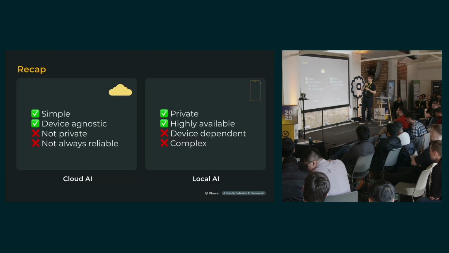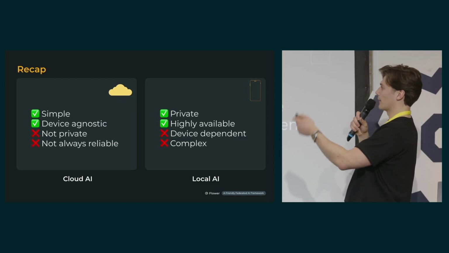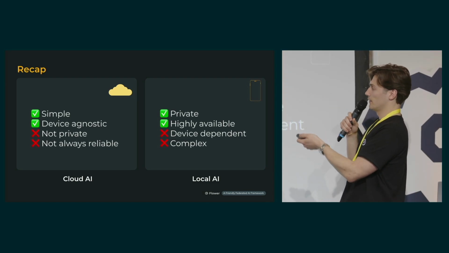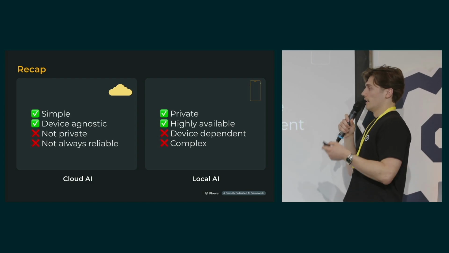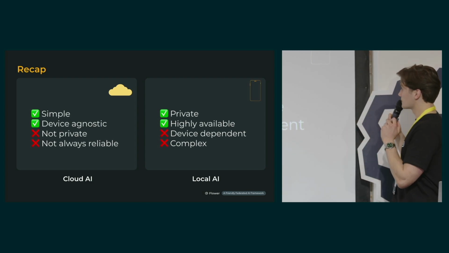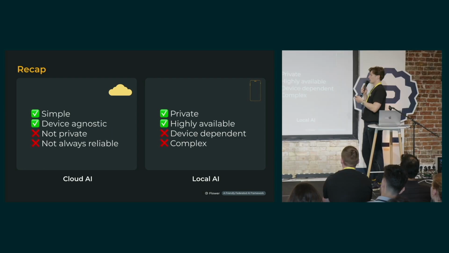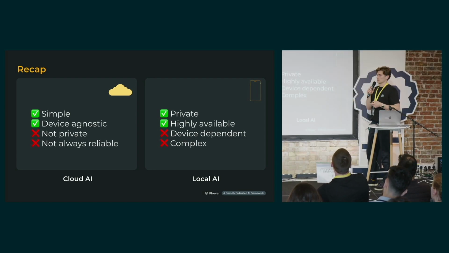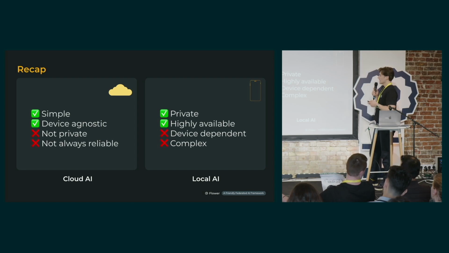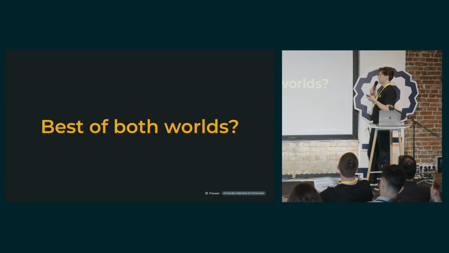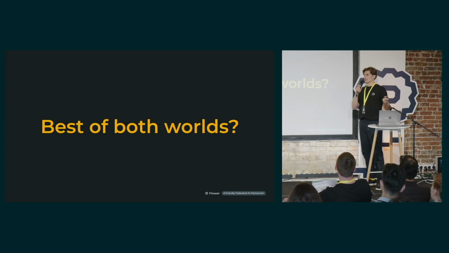And this is where, if we kind of recap what we have, cloud AI is simple and device agnostic, but it's not private and not always reliable. While local AI is private, highly available, but then it's very hardware dependent and very complex to deploy. And so the main question is, what if we could have the best of both worlds?